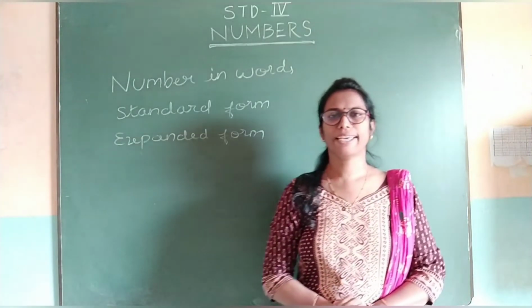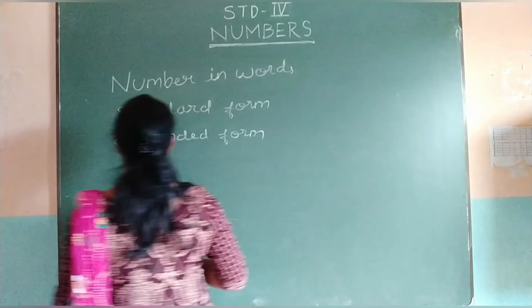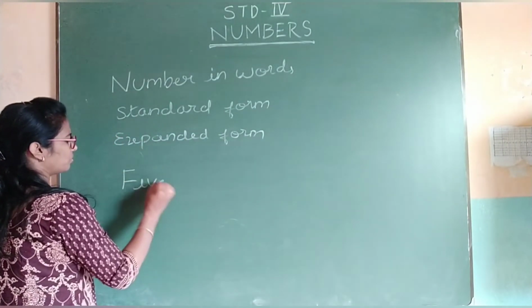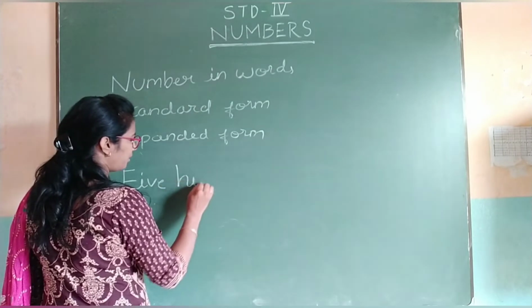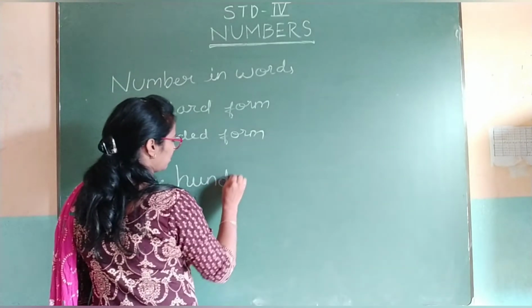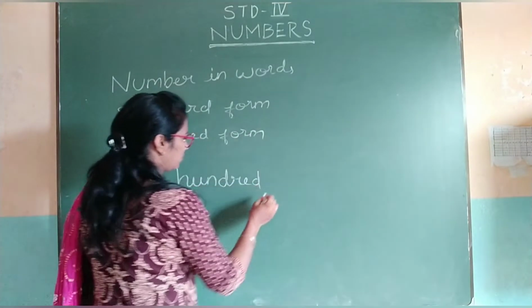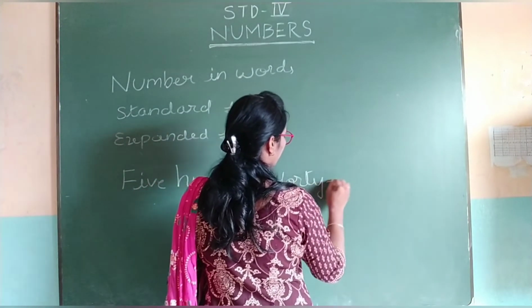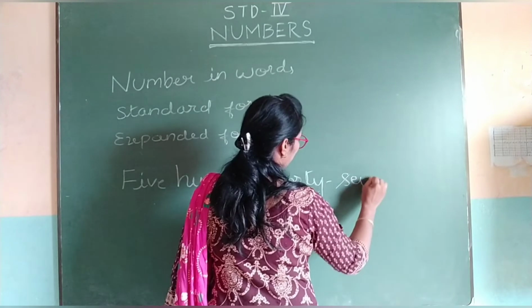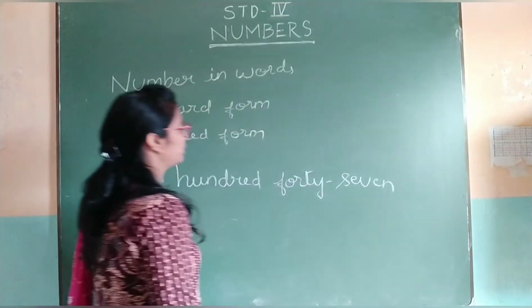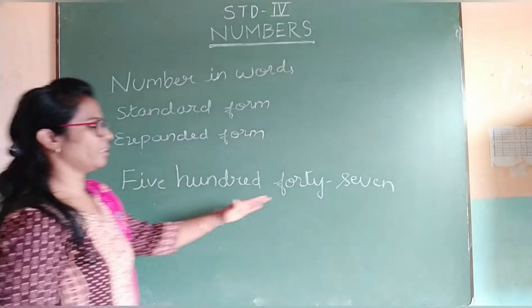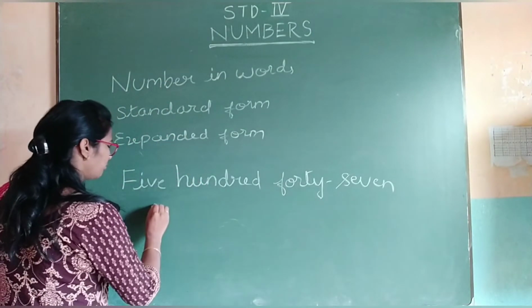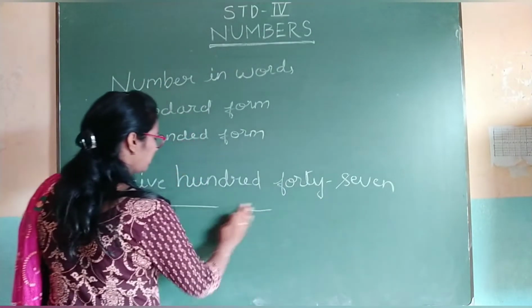So, let us take any number in words. So, this is 500, 40, 7. So this number is 547. Now this number we will write in figures.